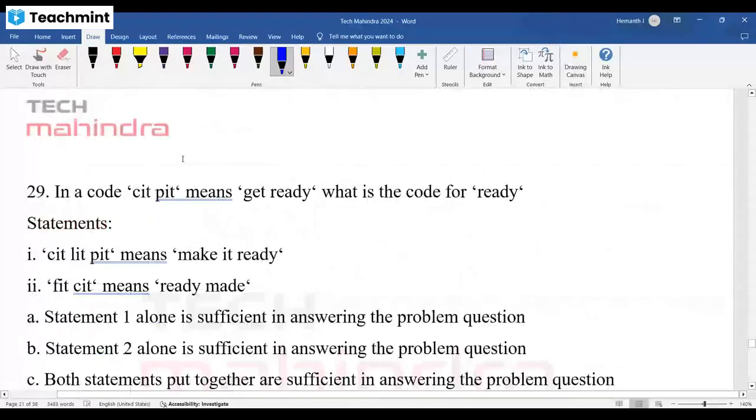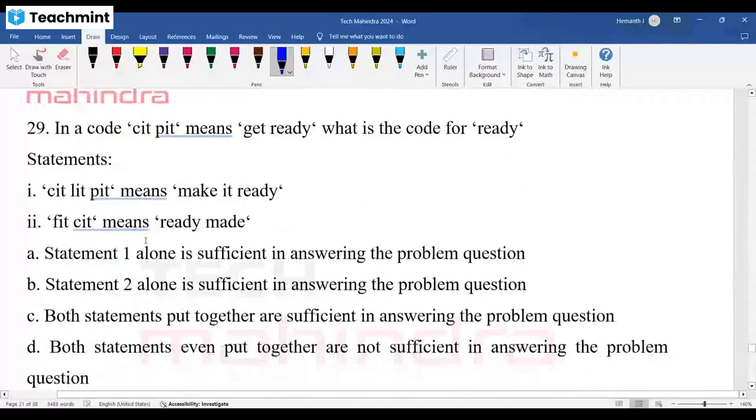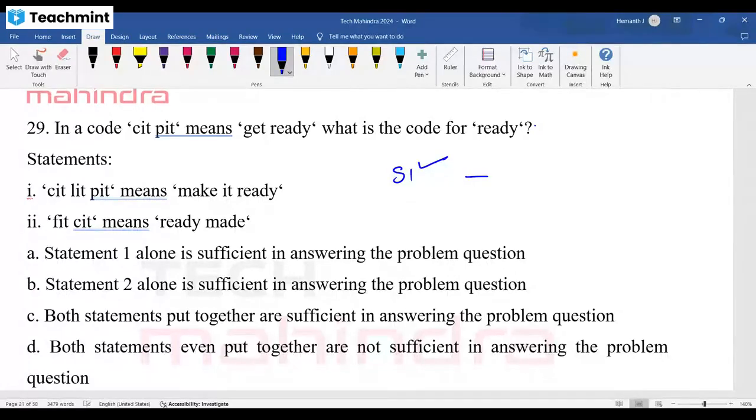And again, one more question related to coding and decoding. Not coding and decoding, it's data sufficiency and coding and decoding mixing. Sit pit means get ready. What is the code for ready? To decide that, which one is required? I think one alone is also fine because common is ready, common is sit. So statement one alone says that ready is sit.